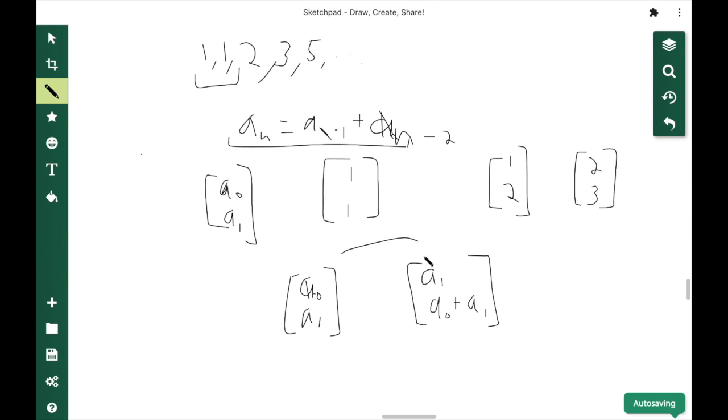Now, in order to get from this to this, we need to multiply it by something. Since originally I wrote the state as a matrix, if we multiply this by a 2 by 2 matrix, we can get a 2 by 1 matrix. And so in order to get a_1 here, we need to do 0 times a_0 plus 1 times a_1. And to get the bottom one, it's just 1 of each.